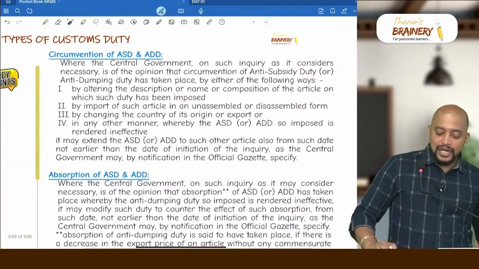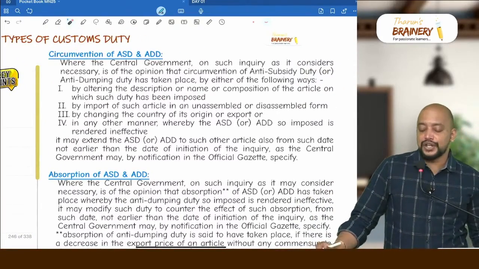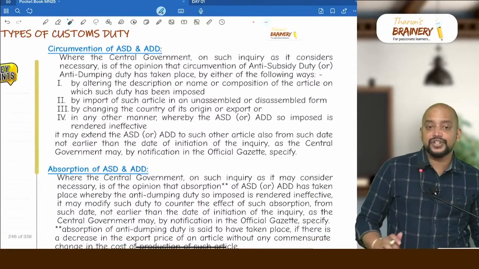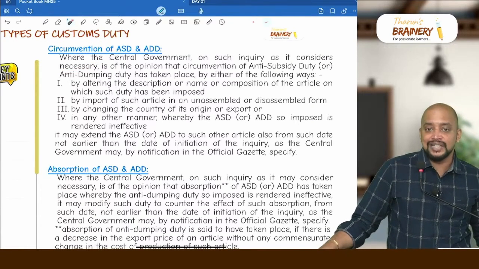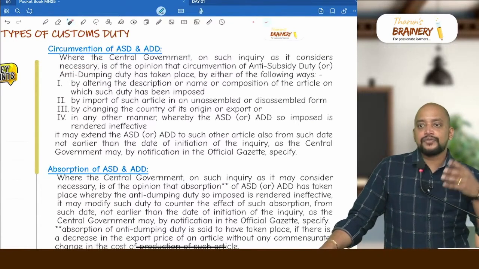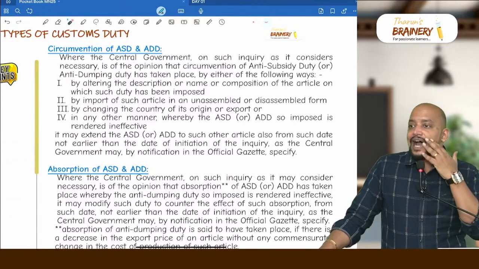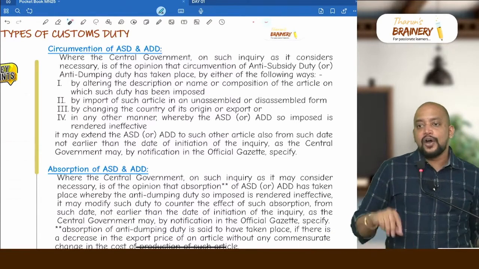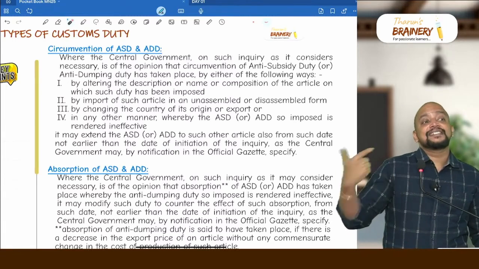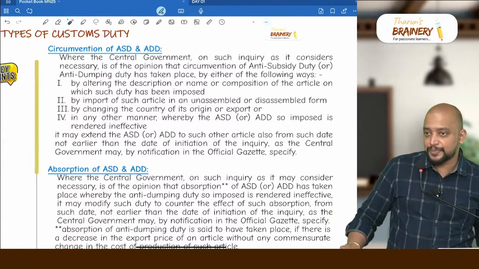Then there is something called circumvention of anti-subsidy duty and anti-dumping duty. Circumvention means escaping from it. How can we escape? By changing the name and description. For example, import of product A attracts anti-dumping duty. So what we will do, we will change the name to product B or change the description, so that we will escape from payment of anti-dumping or anti-subsidy duty.